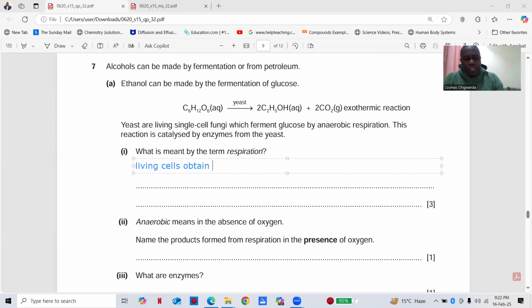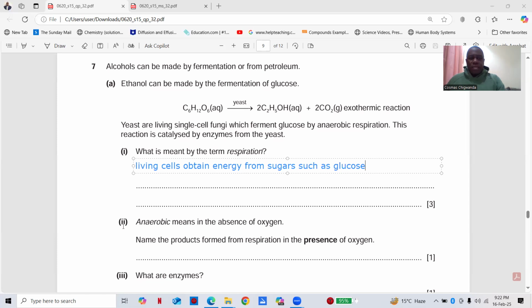They obtain energy from sugars such as glucose. So this is what is happening here. We are actually obtaining energy from sugars such as glucose. And remember, this is actually the breakdown of glucose in the presence of oxygen. So to be more specific here, we are talking of aerobic respiration. But what is important here is for you to mention the fact that we are obtaining energy from sugars such as glucose.